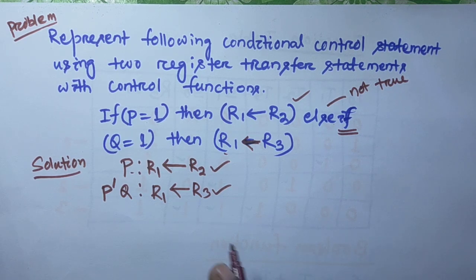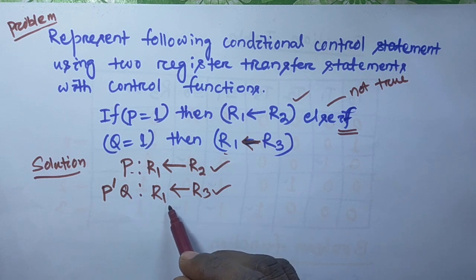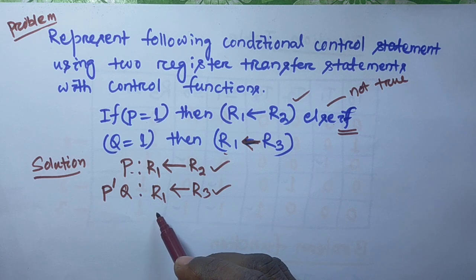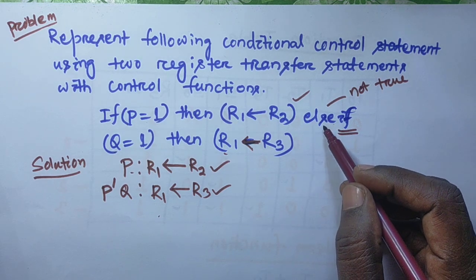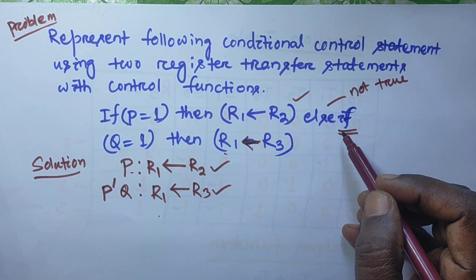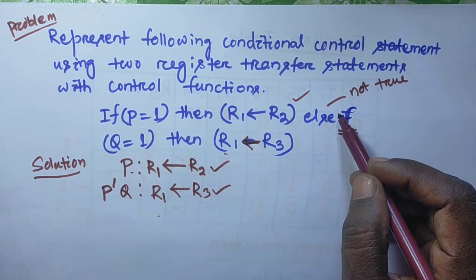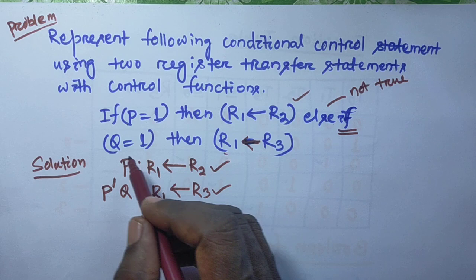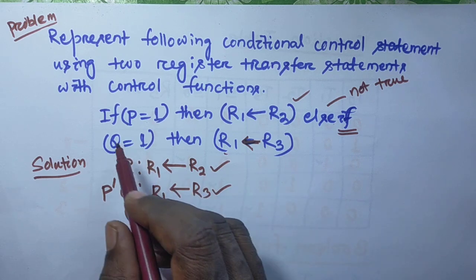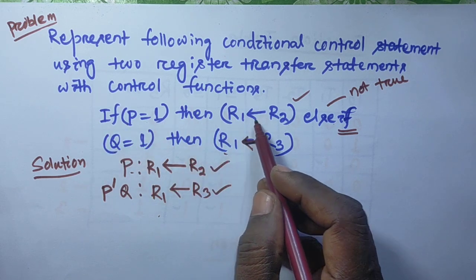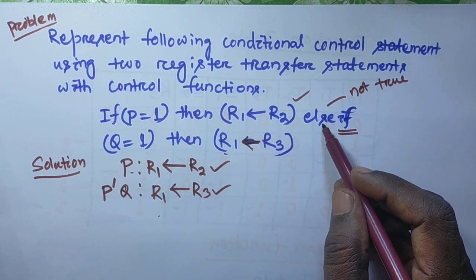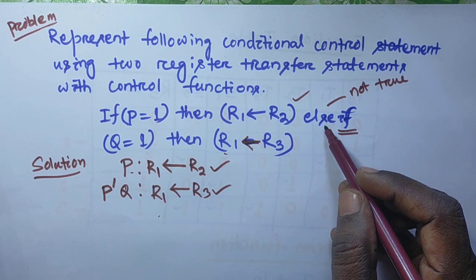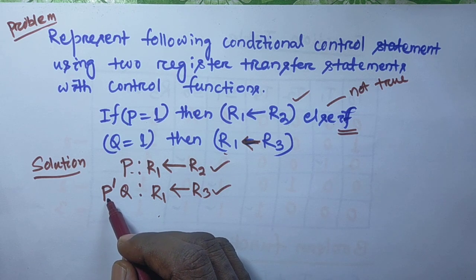Otherwise if we write here q is true, content of r3 assigned to r1, directly it cannot be assigned, because here two conditions are combined with the else if. In that case what happens? P is not true here, then if condition is satisfied. Okay, so if p is true, then content of r2 is r1, so this is true. Else, that means p is not true. The p is not true means p complement.